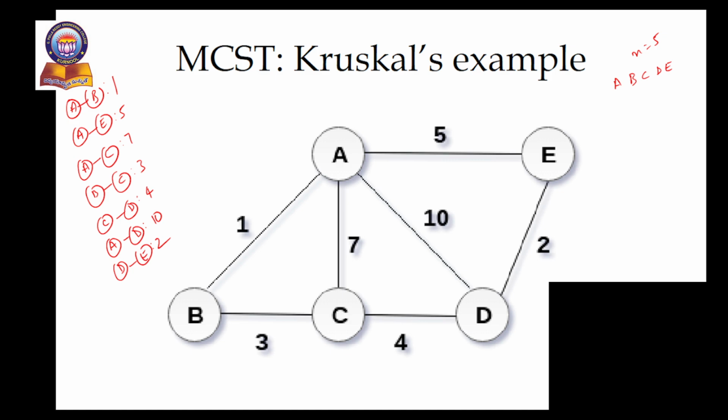So how many edges are there? 1, 2, 3, 4, 5, 6, 7. So 7 edges are indicated according to the edge cost. And the next step to be done is to sort them in ascending order.